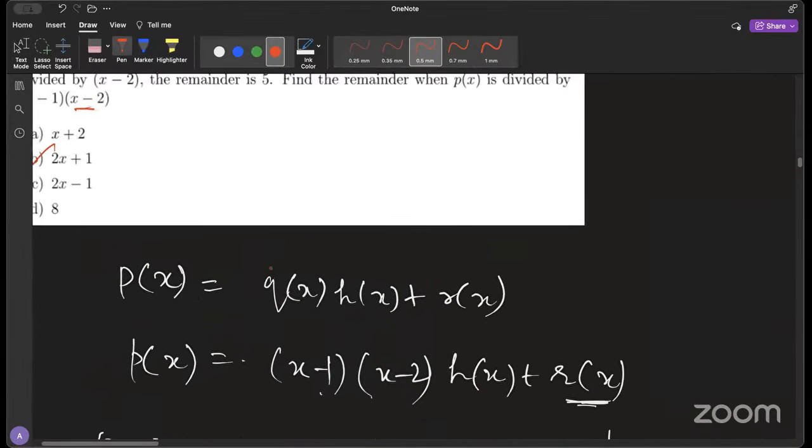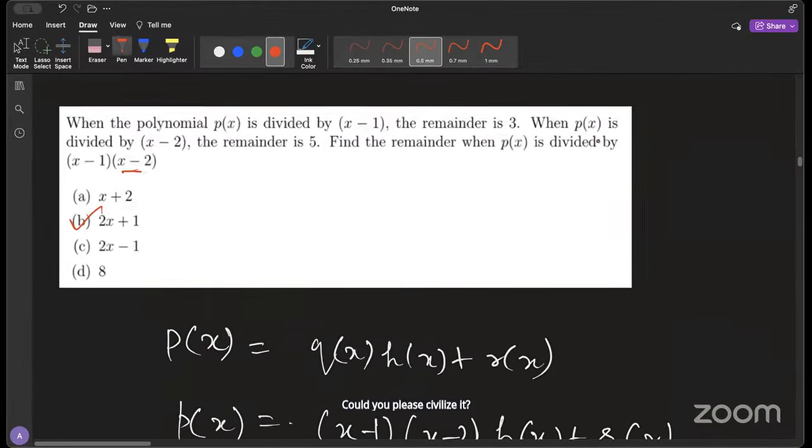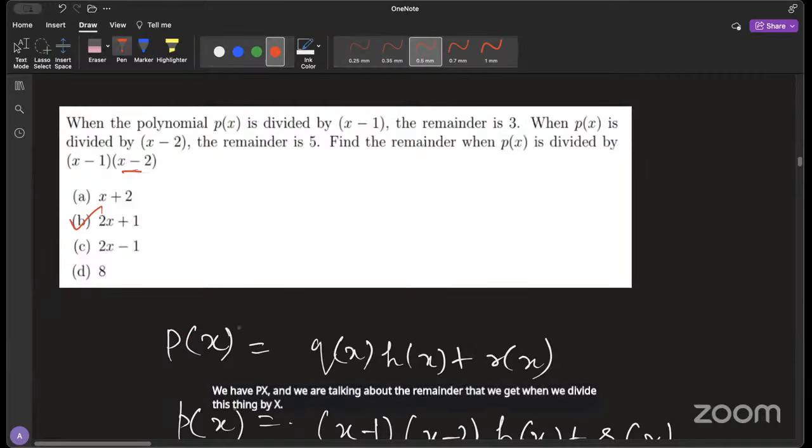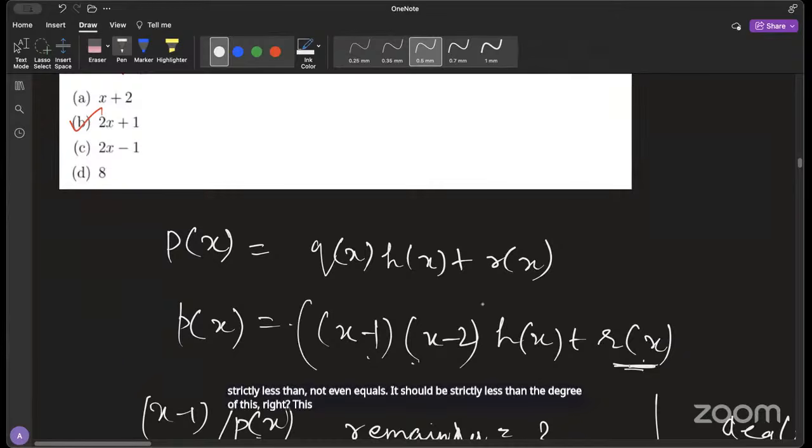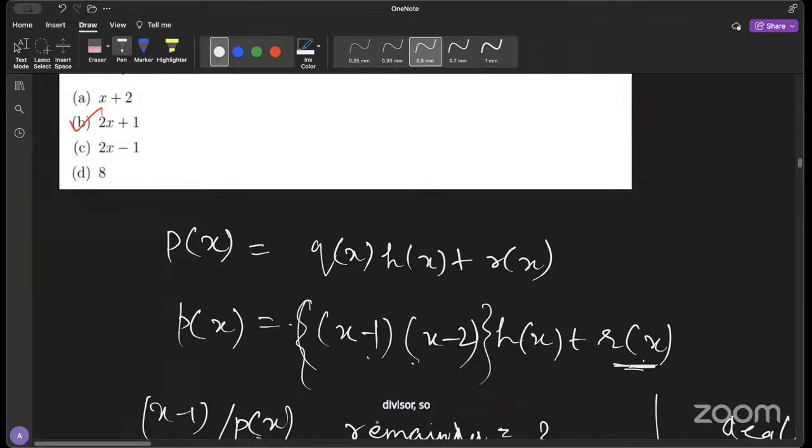What we've done is, we have Px and we are talking about the remainder that we get when we divide this by x minus 1 and x minus 2. So first thing is you write Px as this, right? And you have to find this Rx. So we try to start connecting things about Rx. The first thing is that its degree should be strictly less than, not even equal to, the degree of this divisor. And then by that you get, what do you get?